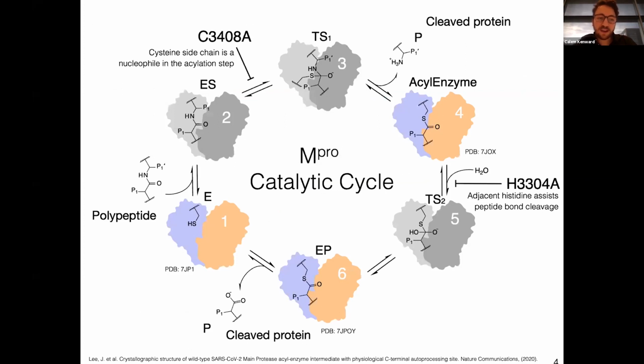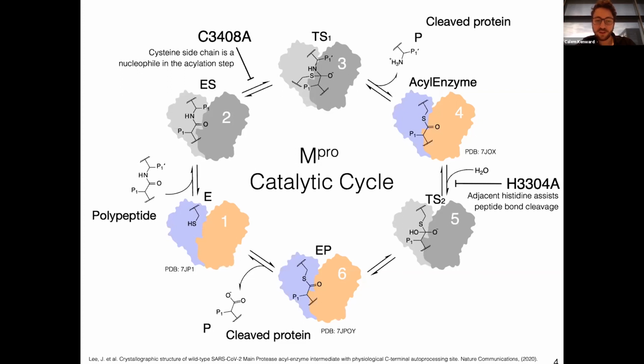The catalytic cycle of MPRO involves several different transition and intermediate states. I'm not going to get into this in too much detail. I just want to highlight that there are distinct residues that are critical for this proteolytic activity, namely a catalytic cysteine and also an adjacent histidine in the active site. Recently, the Stranaka lab published the first structure of the acyl intermediate of MPRO, shown here. And this was done using a catalytic mutant to trap the protease in this state.